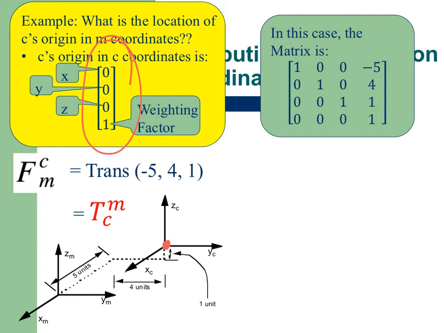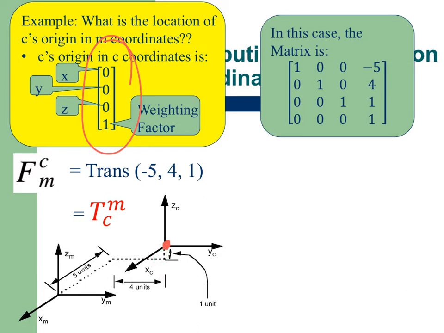Before we do the matrix multiplication, let's just figure this out by ourselves. What is the location of this origin, this point in M coordinates? Well, I need to go 5 units in the negative X direction and 4 units in the Y direction and 1 unit in the Z direction.